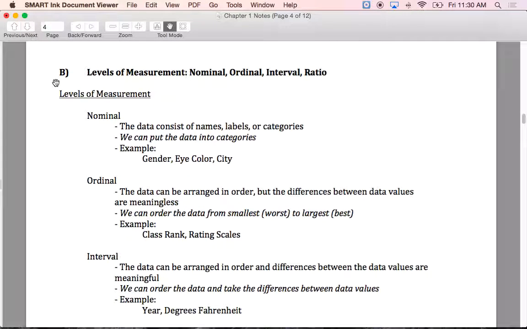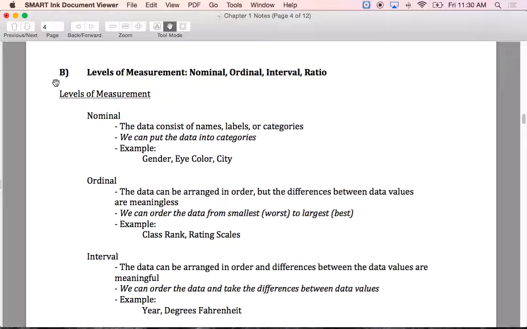The next part of the section talks about levels of measurement. There are 4 of them. The first one is nominal. Nominal is where the data consists of names, labels, or categories. So you can put all the data into categories, such as gender, eye color, city.